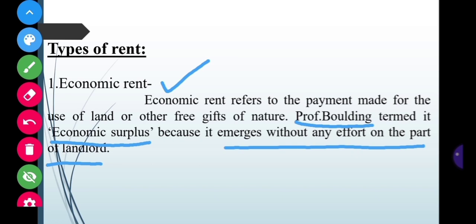For example, say there is some land on which some farmers are cultivating. Those farmers, or tenants, have to pay a reward to the landowners, that is, landlords. It means those landlords get freely a surplus amount which is made by the farmers on the particular land, and that surplus is transferred in the form of rent to the landlords. This is the economic rent.